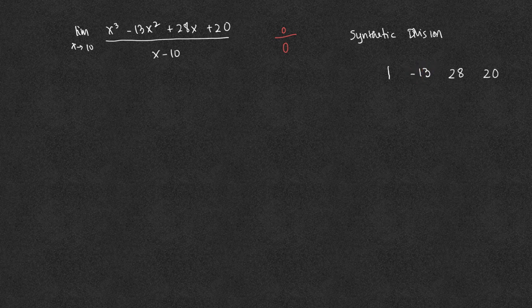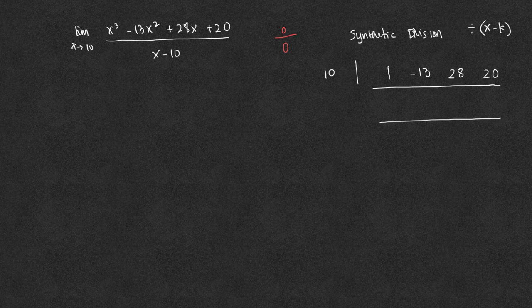And then we draw a vertical bar on the left and we put the k from the binomial in the denominator. If this is x minus 10, k has to be positive 10, because for synthetic division, we divide by a factor of x minus k. If this was x plus 10, then we would have to put negative 10 on the left-hand side of the vertical bar. To set up synthetic division, we skip a line and then draw another horizontal line. So we end up with two horizontal lines.